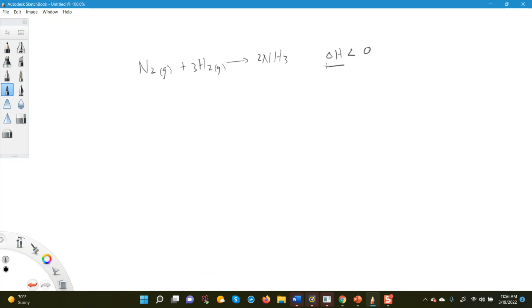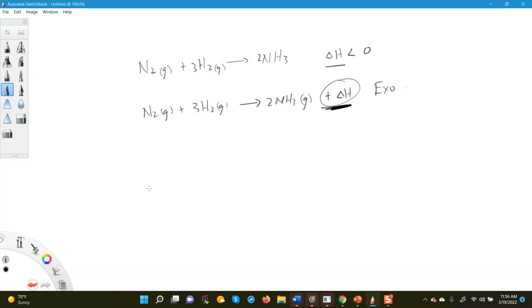Since heat is produced, we can rewrite this equation as N2 gas plus 3H2 gas to give 2NH3 gas plus the value of delta H. We can treat delta H as a product because in this particular case, the enthalpy change is negative. Heat is produced, so therefore we can put the value of delta H here on the right. So this is what happens in an exothermic reaction.